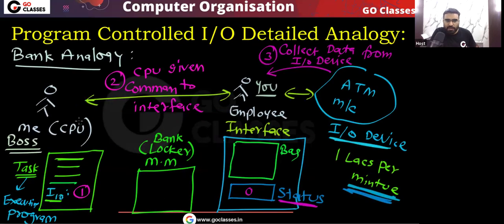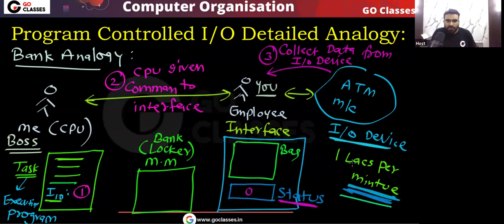Let me tell you what the CPU will do. In this 1 minute, because the ATM machine, this IO device, will take 1 minute to give you 1 lakh rupees, during these 60 seconds, what will the CPU do? The CPU will continuously check this status register. Is this zero? Is this zero? Is this zero? Is this clear?